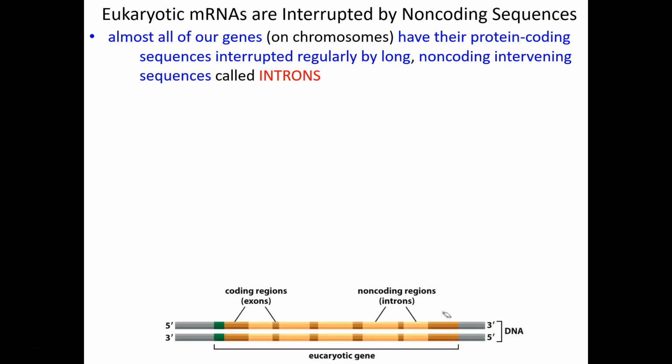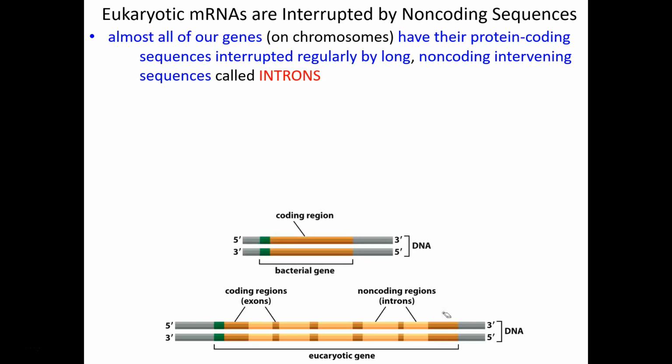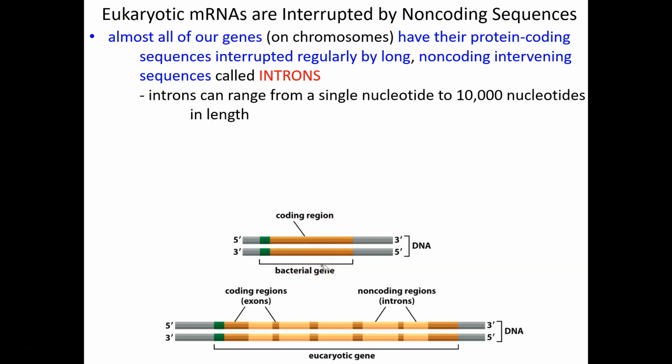The coding regions that we want, the information of the gene that actually does have the protein coding information, are called exons. So we want to keep the exons and stitch them together and chop out and remove the introns because they're in the way. And only when we do that will we have a continuous coding region that contains only protein coding information. Introns can range anywhere from being very, very small, a single nucleotide, to being very, very long, tens of thousands of nucleotides long.